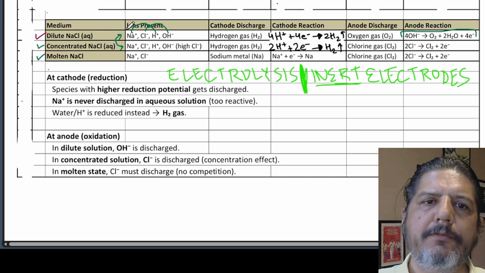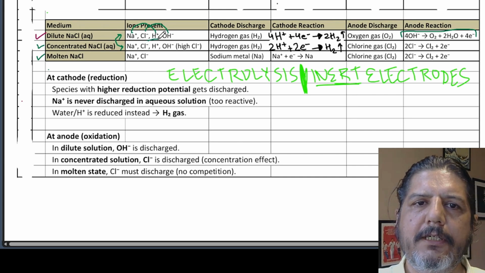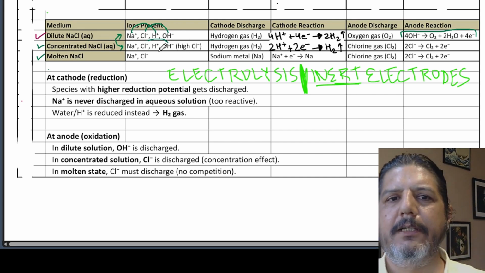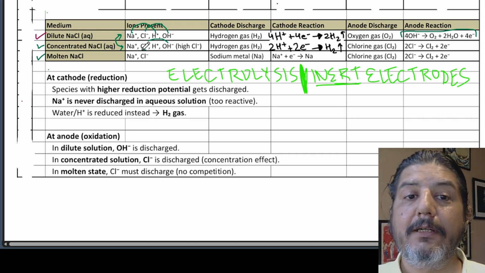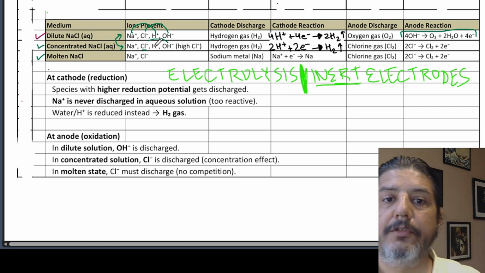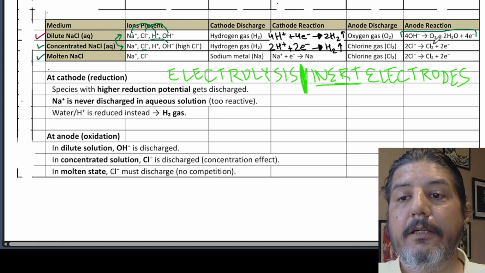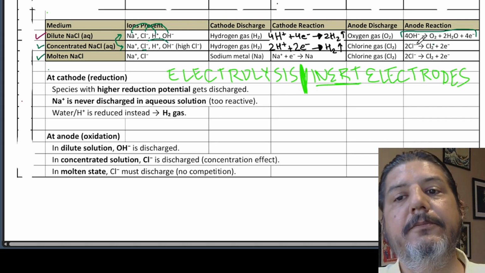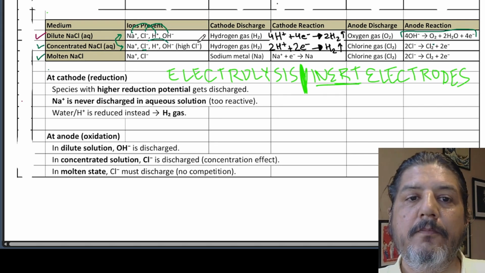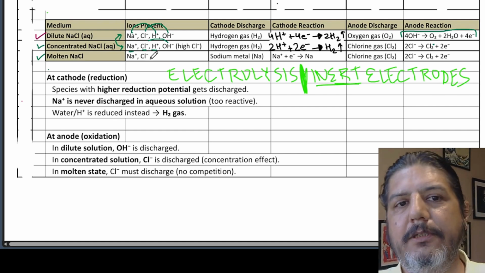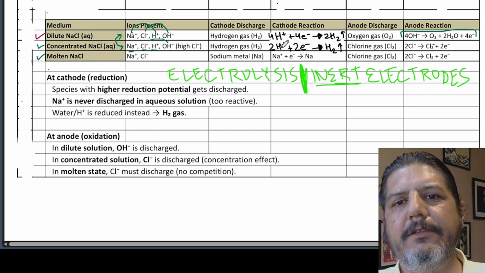Now, how that affects is when Cl negative and OH negative, there is a competition between Cl negative and OH negative. Because the concentration of Cl negative is more, Cl2 would be discharged. Oxygen gas would be discharged at the anode. But the interesting thing is that between sodium positive and H positive, the H positive gets discharged. This is the equation which is followed.